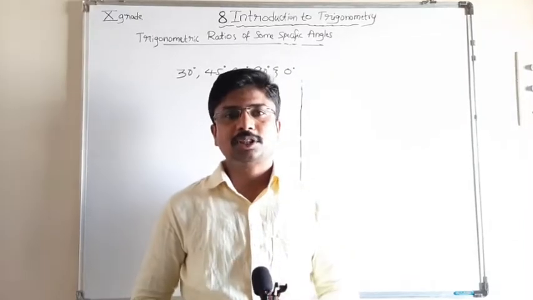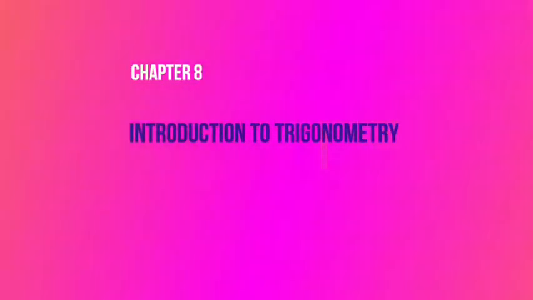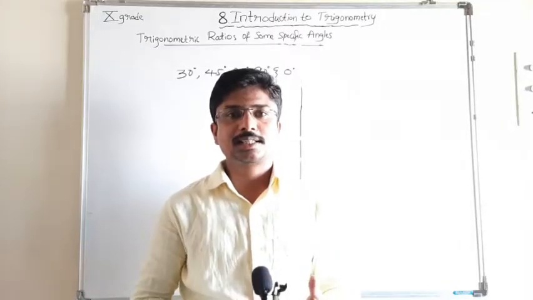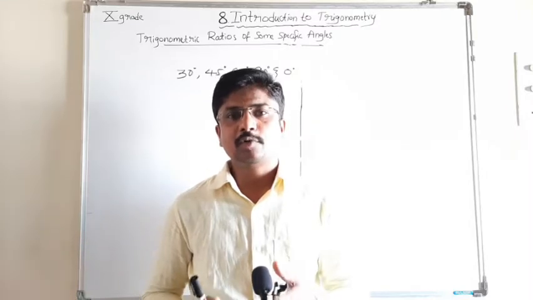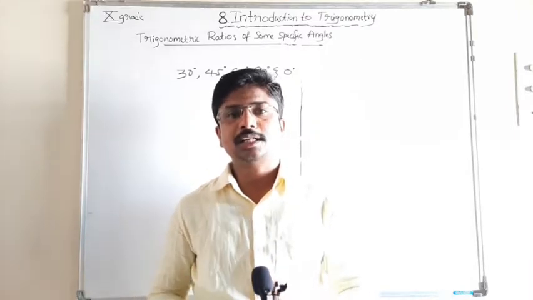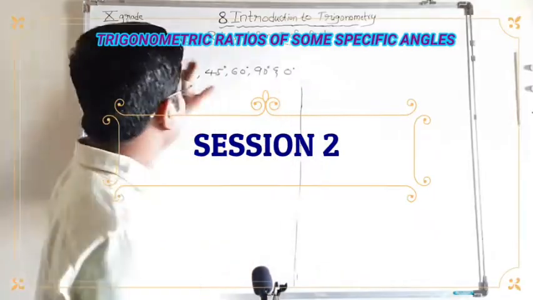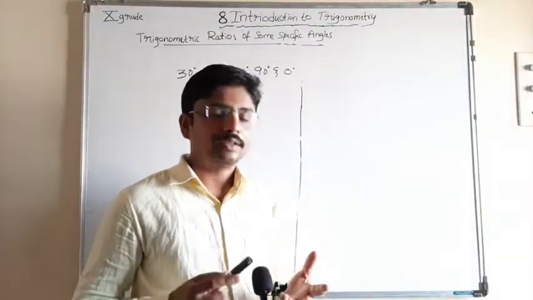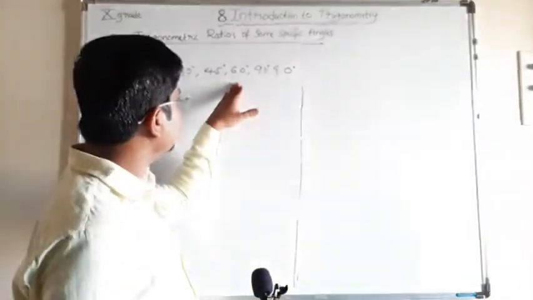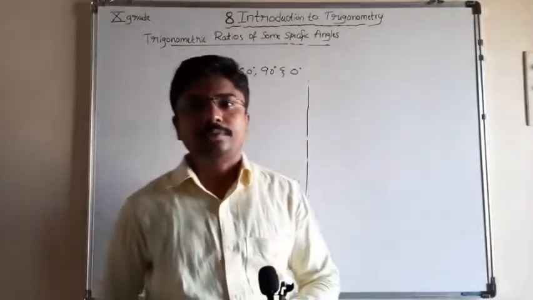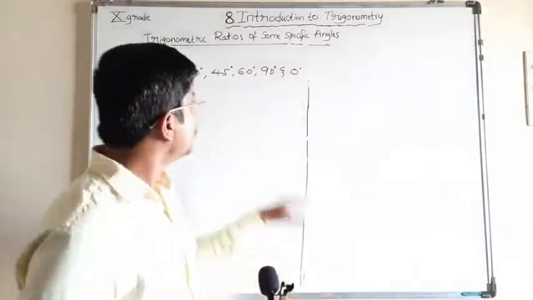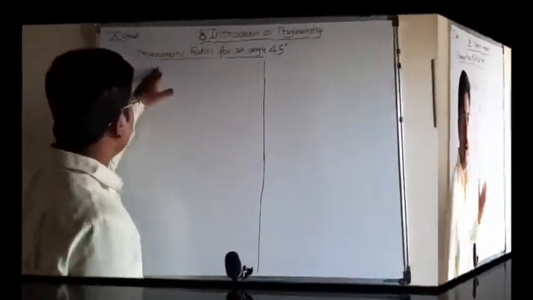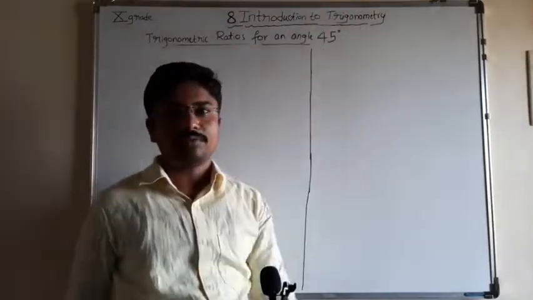Okay, we were discussing chapter number 8, Introduction to Trigonometry, and we also completed examples based on trigonometric ratios, that is exercise 8.1. In this class I am going to discuss the second topic, trigonometric ratios of some specific angles. Here we will consider 0 degree, 30 degree, 45 degree, 60 degree, 90 degree. Determination of trigonometric ratios of some specific angles by geometric method, first the trigonometric ratios for an angle 45 degree.